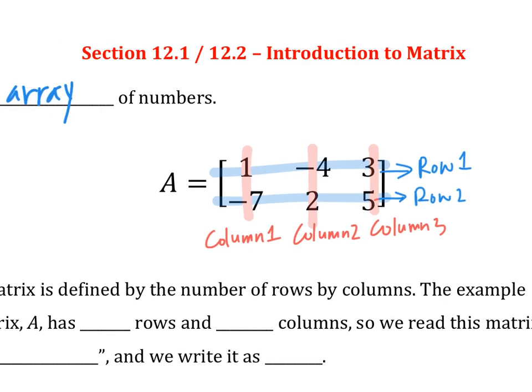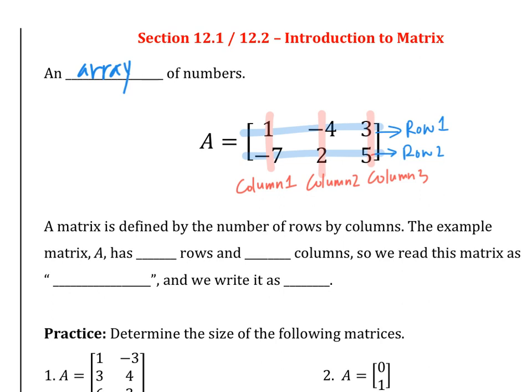Okay, so this is a normal matrix. This is kind of how matrix looks like. Now in this matrix, there are 2 rows and 3 columns. So every matrix has a size, and we would read this as 2 by 3. So you say 2 by 3, but when you write it, it's 2 times 3, but you're not actually going to multiply it. You're not going to say 6. We're just going to write 2 by 3.